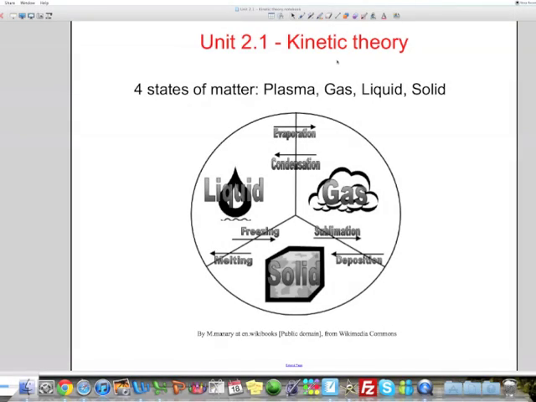Previous years. Before we get into the movement of particles, we're going to look at different states of matter. So we have 4 states of matter that we know of: plasma, gas, liquid, and solid. We know that plasma is like a gas. It's just a gas that is more excited, so it has become ionized.